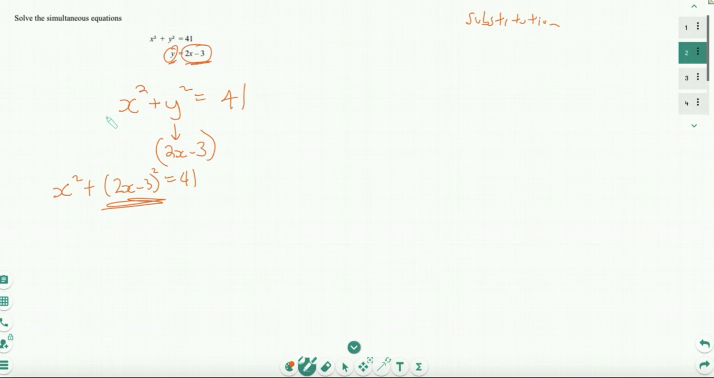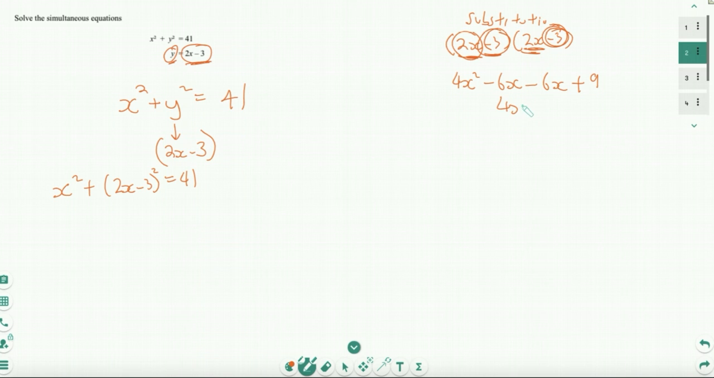Here I have some brackets. Let's expand that. So let's do it over here. 2x minus 3 times 2x minus 3. First, 2x times 2x is 4x squared. Outside, 2x times negative 3 is negative 6x. Inside, minus 3 times 2x is negative 6x. And last, minus 3 times minus 3 is positive 9. And that can be simplified to 4x squared minus 12x plus 9.